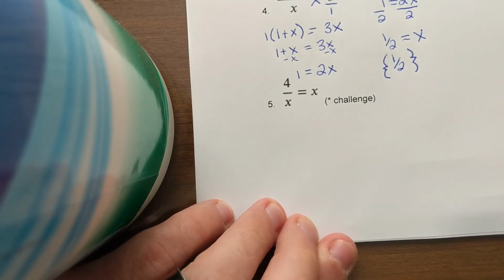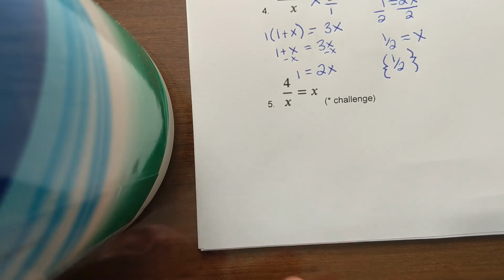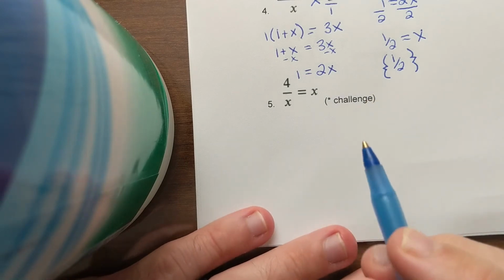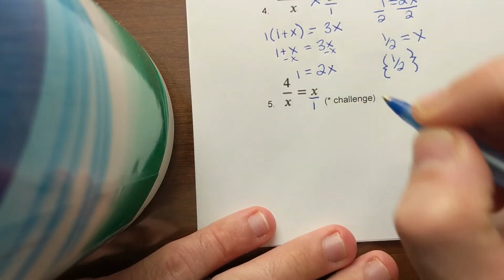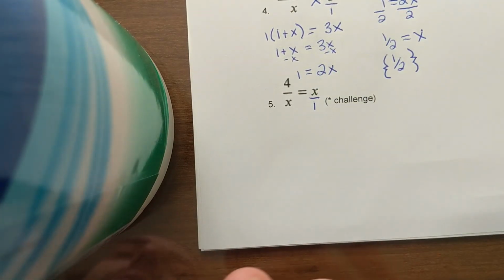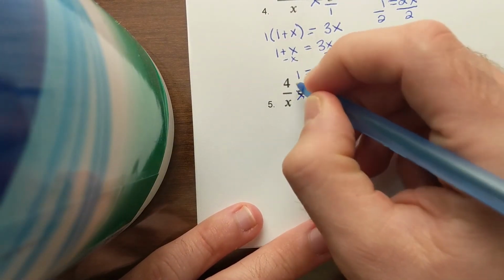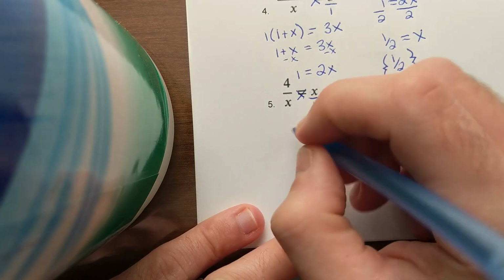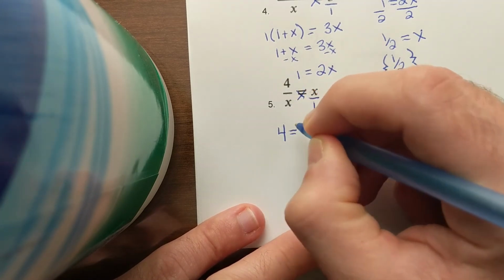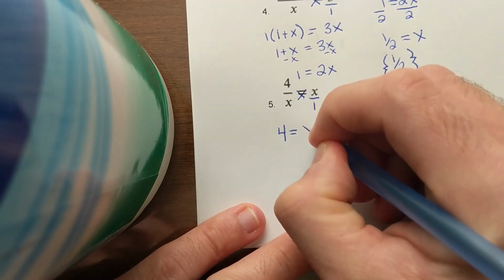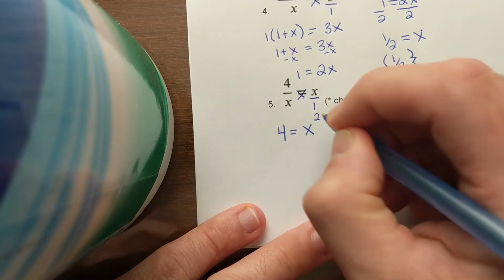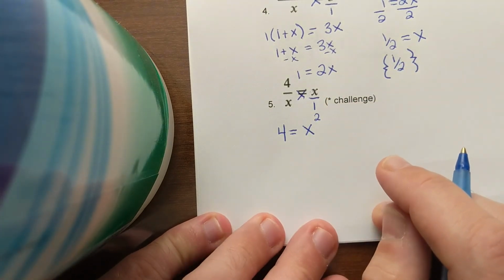All right, here comes a challenge problem. We have 4 divided by x equals x. Just like numbers 2 and 4, x is the same as x divided by 1. That would still give you x. So now I can cross multiply. 4 times 1 is 4, and x times x is x to the second power, or x squared.